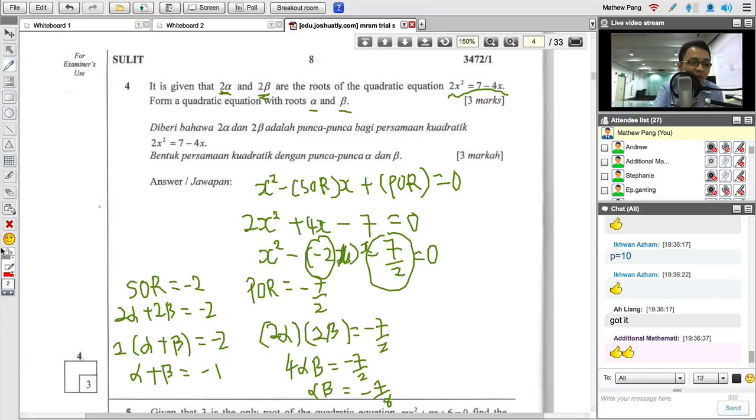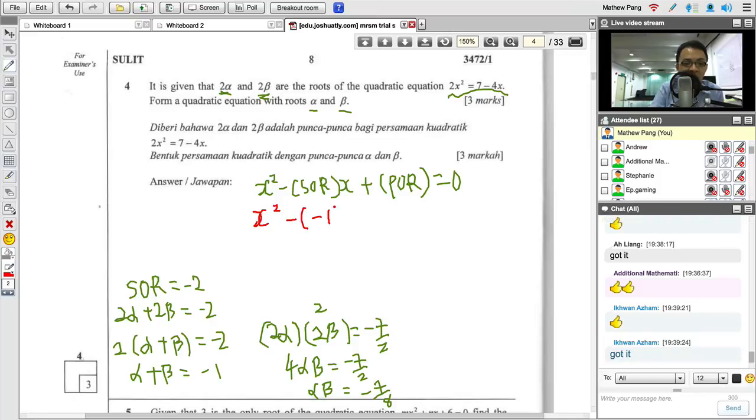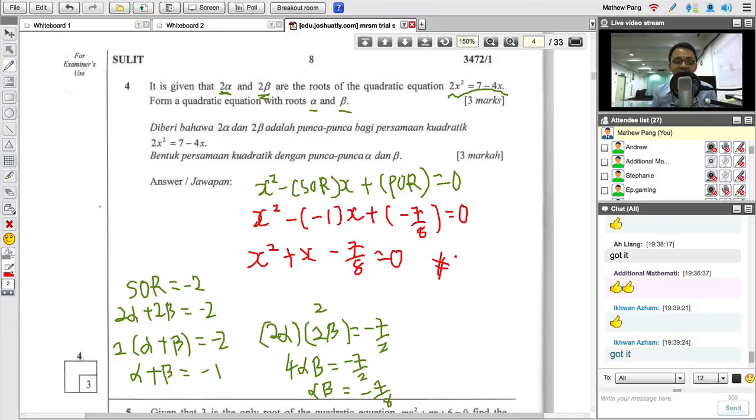So just let me erase this one. I hope it's not too confusing for you. Then I just go back to this one. So my sum of roots over here will be negative 1, so negative 1x. And my product of roots over here, alpha multiplied by beta, will be negative 7 over 8, equals 0. Then this one is just x squared plus x minus 7 over 8 equals 0. Yes, this is my new quadratic equation. This is how we solve when we say this one is alpha and beta.